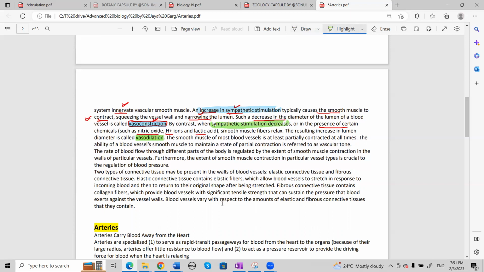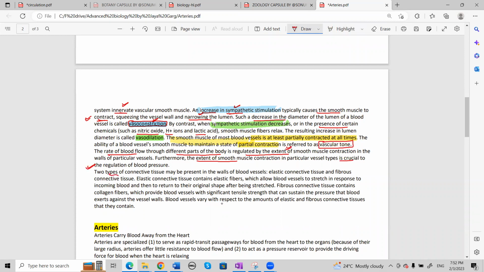But it is also observed that some smooth muscles of most blood vessels are partially contracted all the time. This state of partial contraction is known as vascular tone. So the rate of blood flow through different parts of the body is regulated by the smooth muscles. The extent of the contraction is the way they regulate the blood pressure. The smooth muscles are responsible for vasodilation and vasoconstriction.